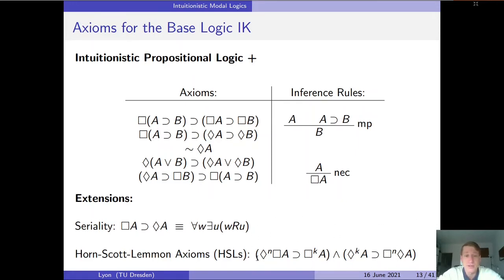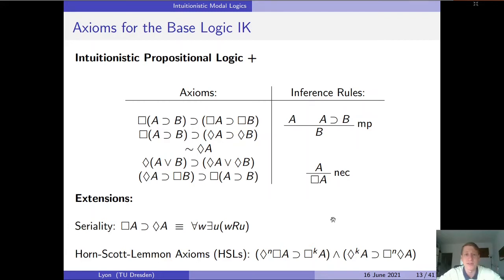Also, there are Scott-Lemmon axioms in the classical setting, which can be transformed to Scott-Lemmon axioms in the intuitionistic setting that are not Horn-Scott-Lemmon axioms. So this is a proper subset of the Scott-Lemmon axioms in the intuitionistic setting. And these are called Horn because essentially the frame property they impose is a Horn property, which I'm going to explain now on the next slide.